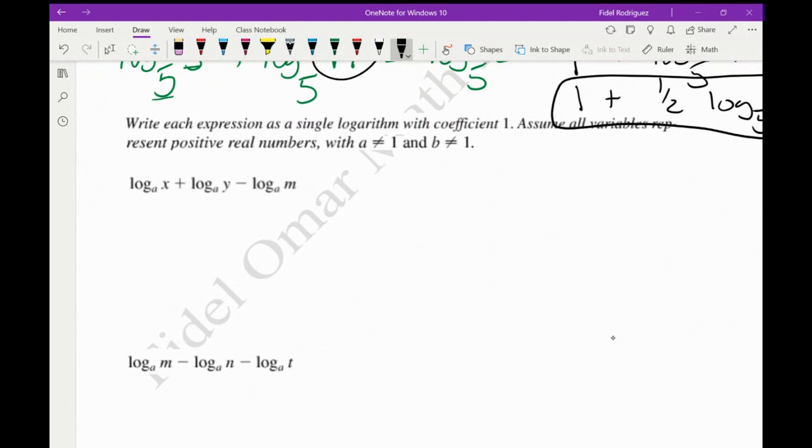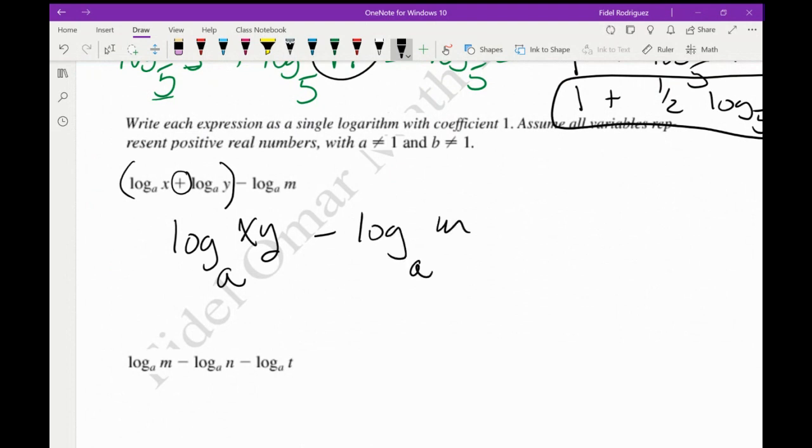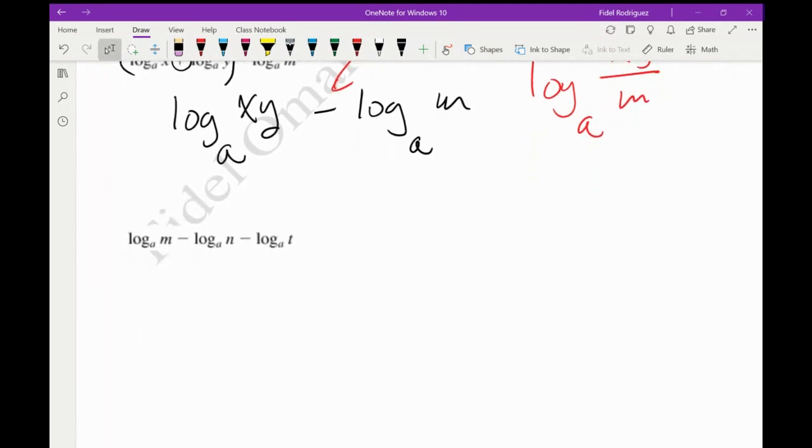So I'm going to zoom in a little bit so you can see what I'm referring to. In doing something like this, I'm going to group them this way. And notice what we're doing here. They're being added. So if they're being added, that means we're just multiplying them together. Okay. And then now, if it's being subtracted, then what we're doing now is we're dividing it. Okay.